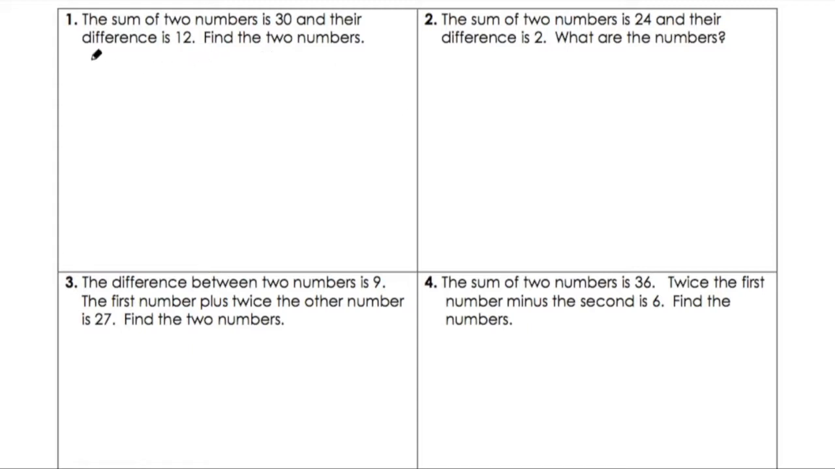So if we look at this first example, they tell us that the sum of two numbers is 30 and their difference is 12. What we really want to do first is define our variables. I'm going to just go with x and y here. I'm going to say x is the first number, and y is the second number.